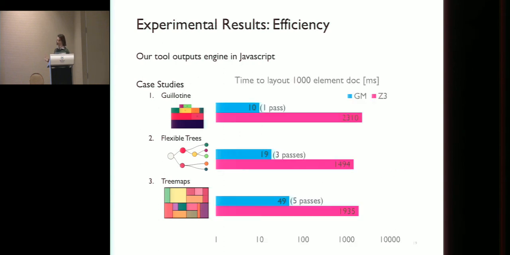So when we compare the speed of the synthesized engine with respect to Z3, we see that we are about 1.5 to 2 orders of magnitude faster, right? And one of the reasons we believe that we're so much faster is because we do no search, right? We only do passes on the tree. So you can see that the first case study is compiled or synthesized down to a single tree traversal, whereas the treemap, our most complex one, compiles down to 5 tree traversals.